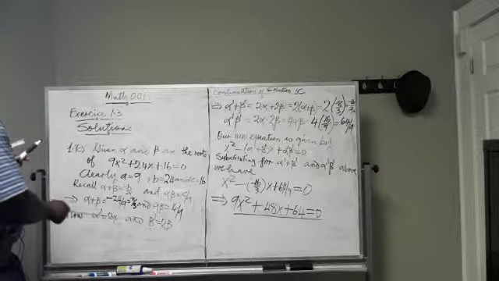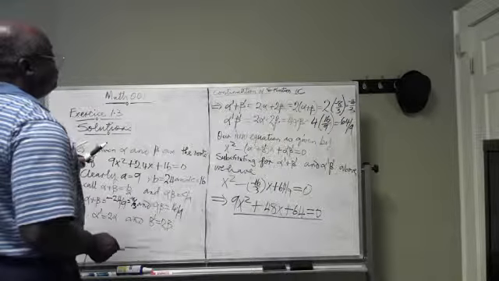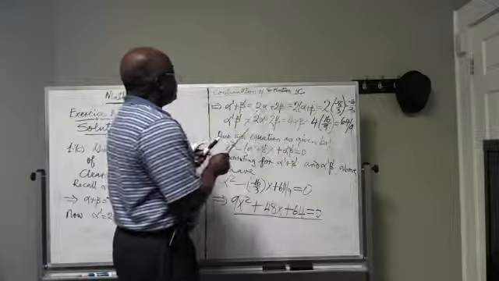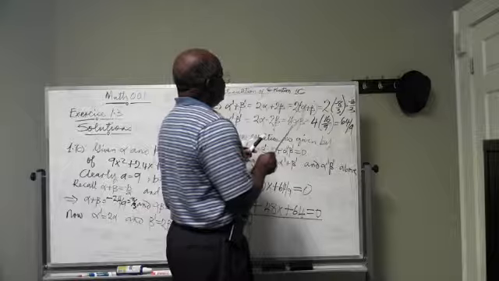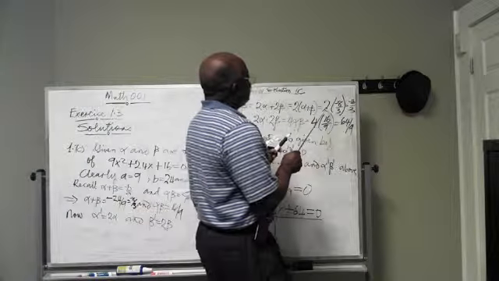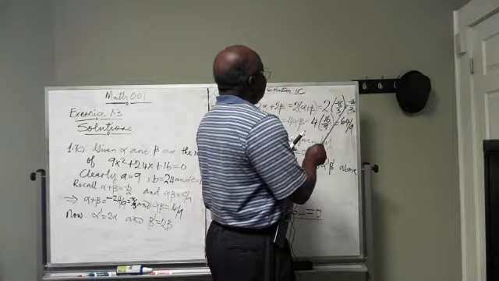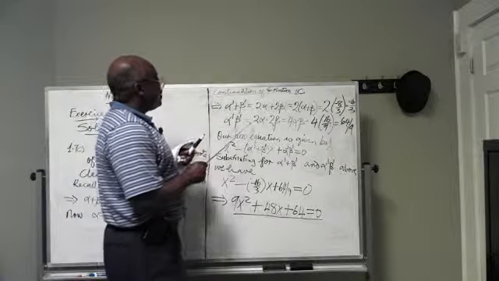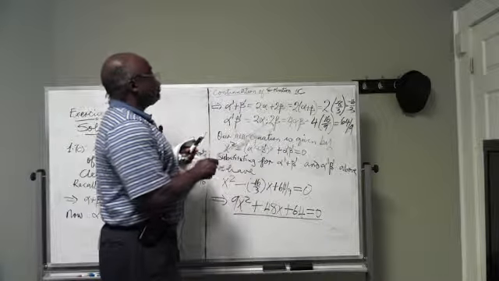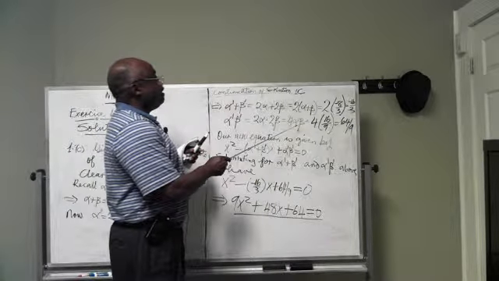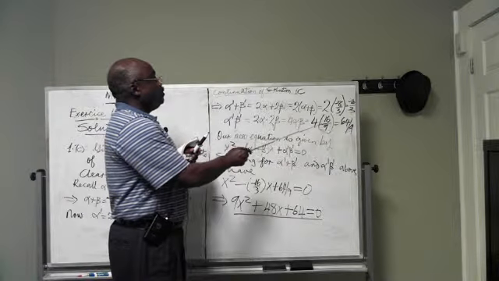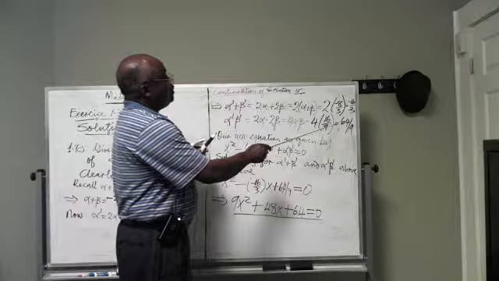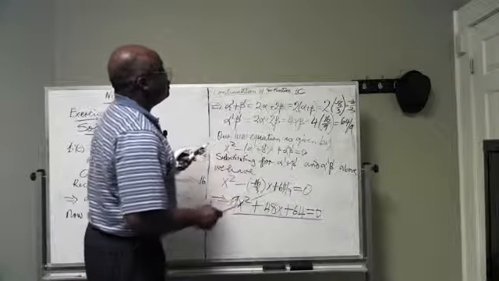Now, alpha prime equals 2 alpha and beta prime equals 2 beta, which implies alpha prime plus beta prime equals 2 alpha plus 2 beta, which is equal to 2 into alpha plus beta, which is equal to 2 into minus 8 over 3 equals minus 16 over 3. Alpha prime beta prime equals 2 alpha times 2 beta, which is equal to 4 alpha beta, which is equal to 4 into 16 over 9, which is equal to 64 over 9.